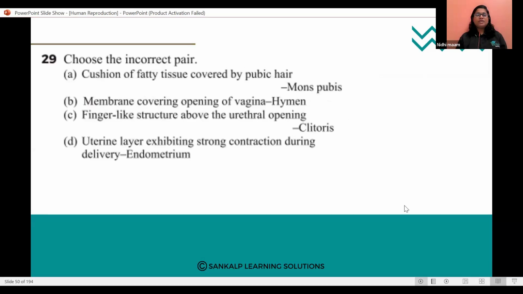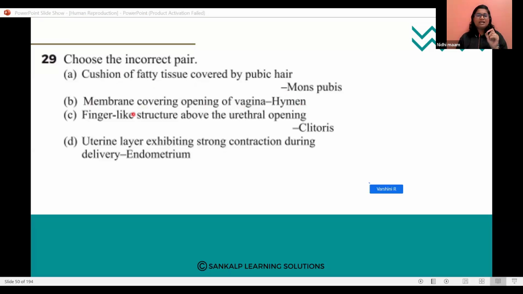Now the question says choose the incorrect pair, which is not a correct pair. Anita has a doubt here. Cushion of fatty tissue covered by pubic hair, the outer reproductive part of a female, is called mons pubis. This is a right pair. Next, the membrane covering the opening of the vagina. The vagina is an opening through which the sperms are transferred to the female reproductive system. It is covered by a thin layer called the hymen. This is also a correct pair.